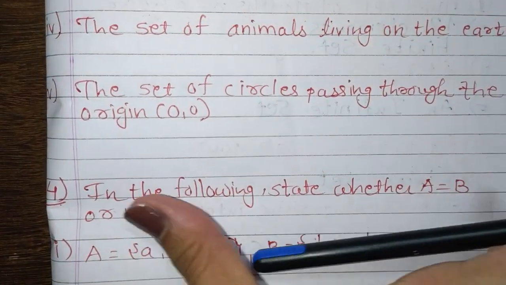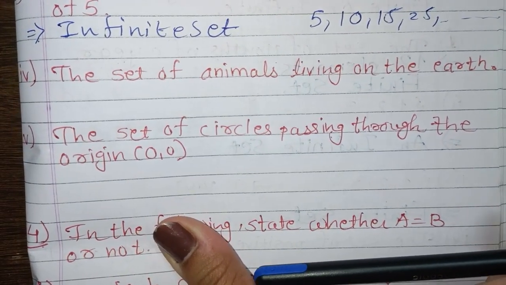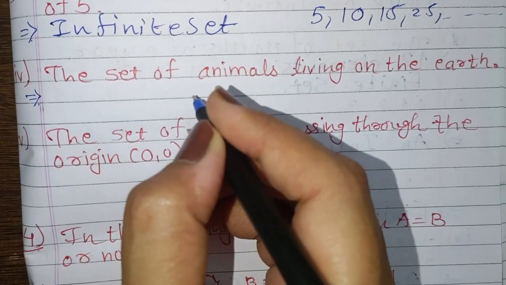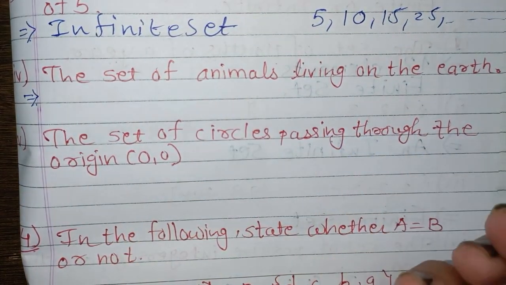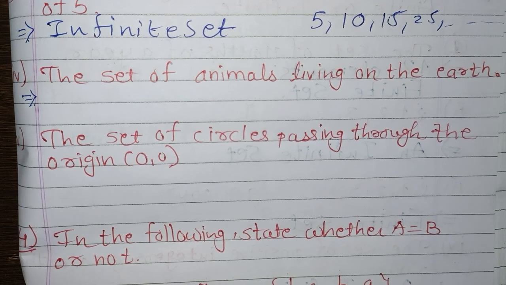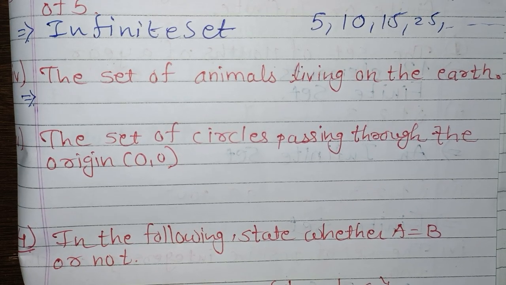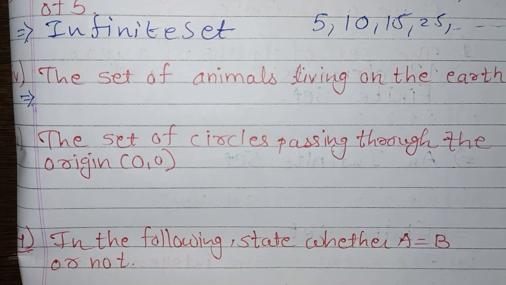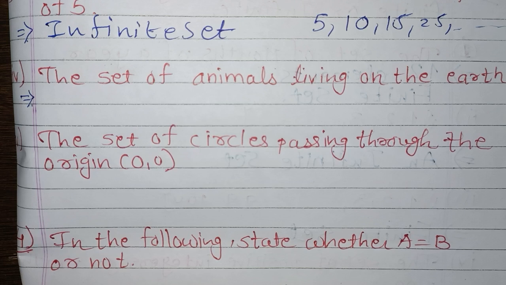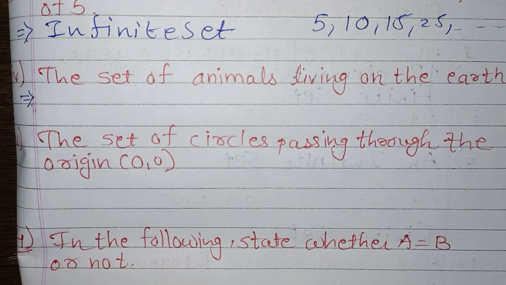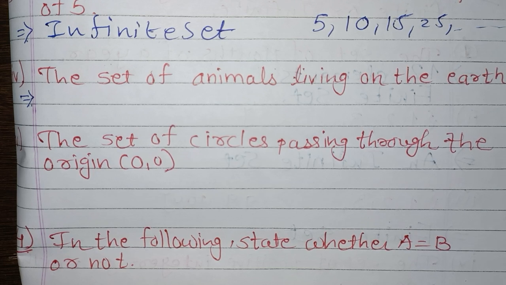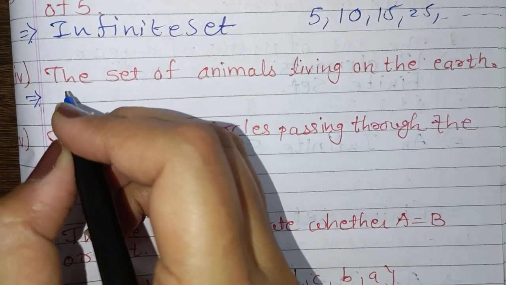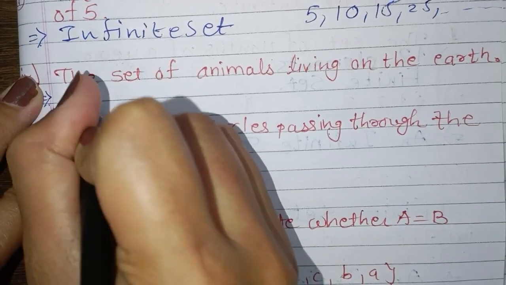Fourth one is the set of animals living on the earth. Living on the earth, the set of animals is a finite set because the number of animals living on the earth is finite. Although it is quite a big number, you can count it. That's why this set is a finite set.